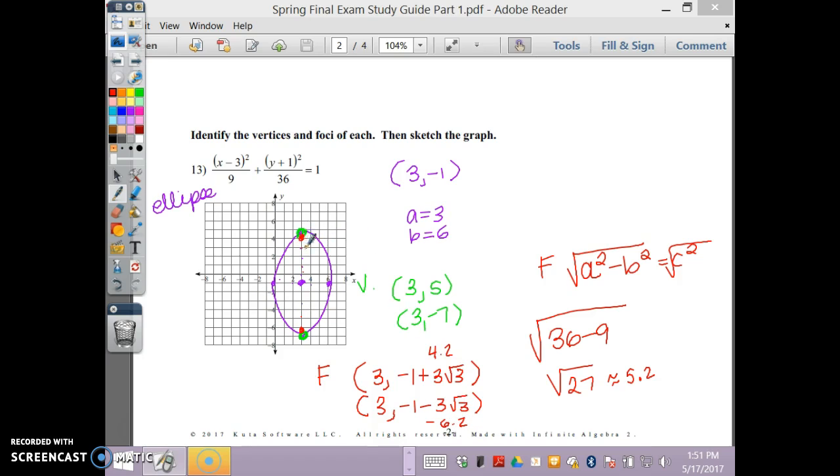The farther your foci are from the center, the closer the foci are to the vertices, the more spread, like long, you're going to be. The closer these are to the center, the more circular you're going to be. That was called the eccentricity.